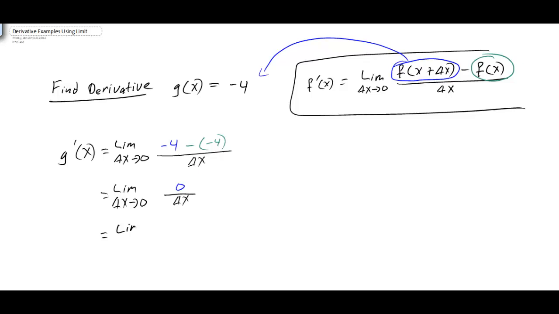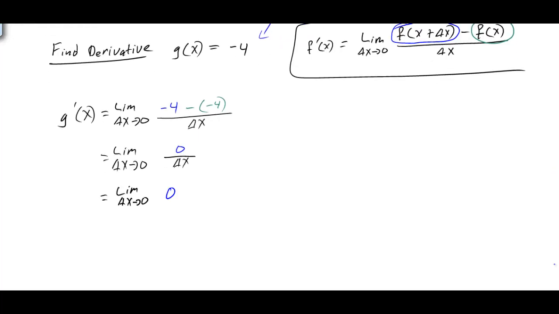However, we can simplify this. 0 divided by delta x, we know, is going to be 0. Once we do that, we can take the limit of 0, which is a constant function, which is going to be simply 0. So therefore, g prime of x is 0. So therefore, the slope is 0.